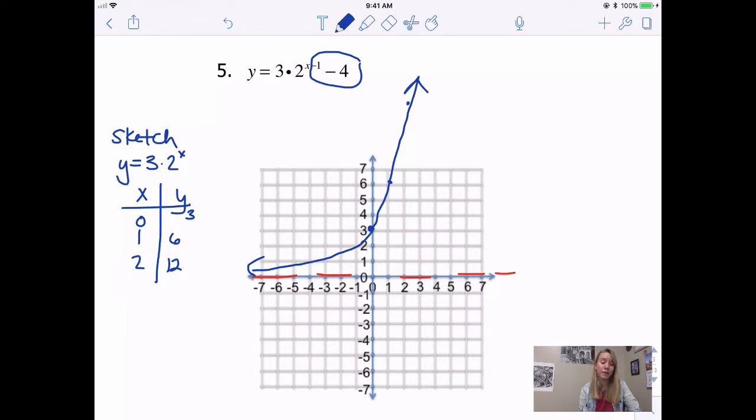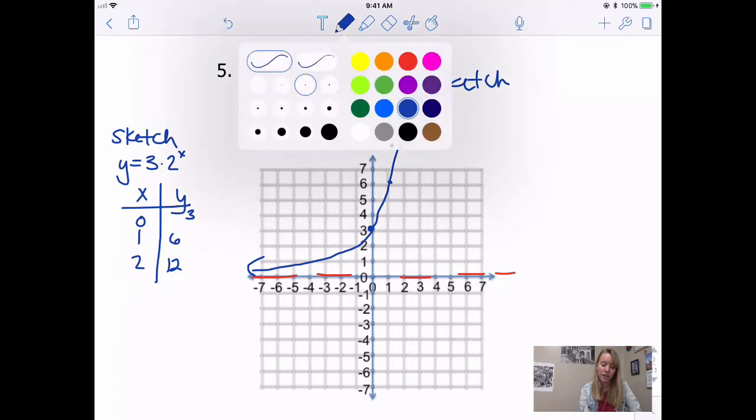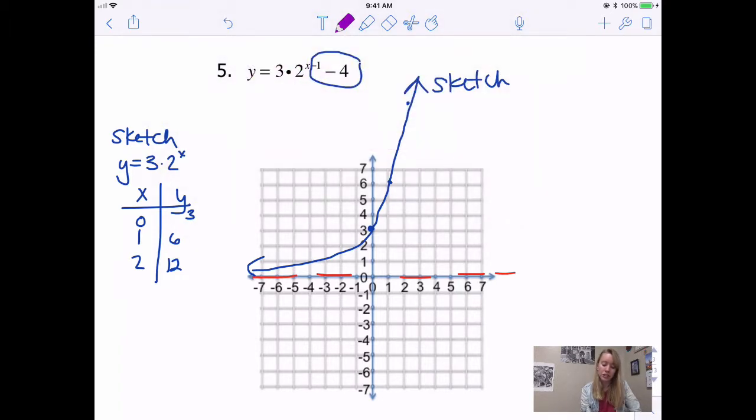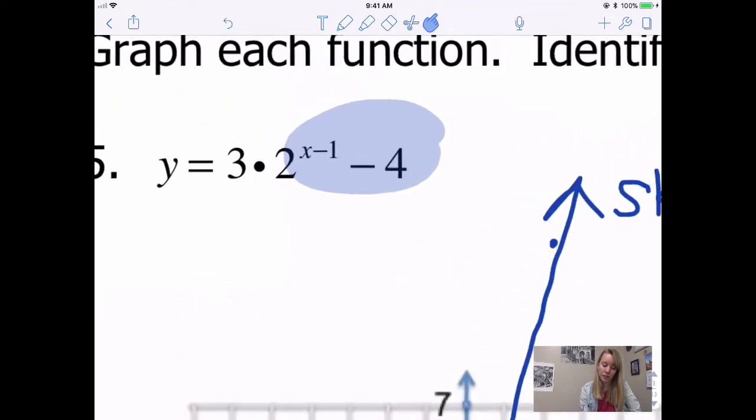And that is my just sketch. So I'm going to actually label this as sketch. And then what I need to do is I need to shift using these values. So I'll zoom in here.